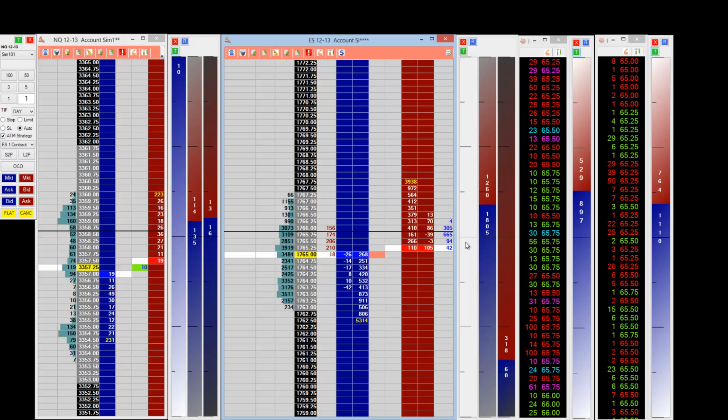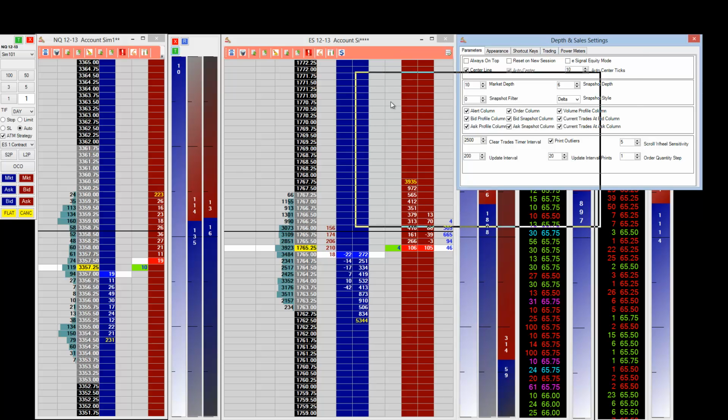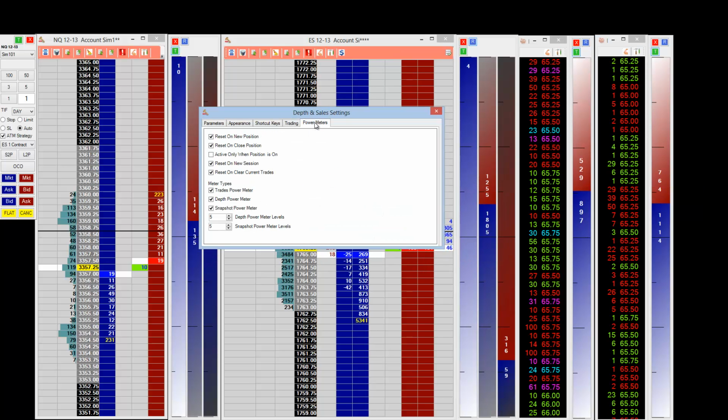Now let's look at the next one. The next one is showing bids and offers. So let's just look at the options of how that works. I've got power meter options here, and let's just go through all of those settings right now.